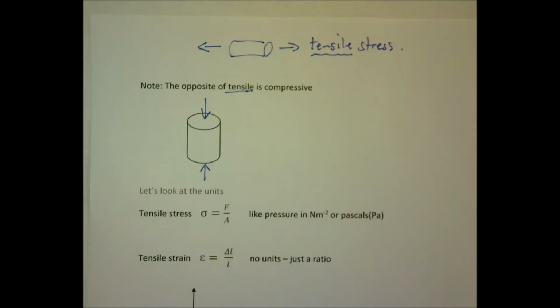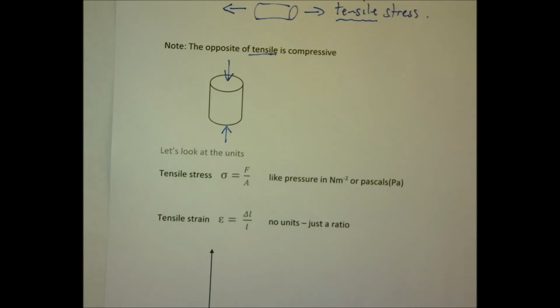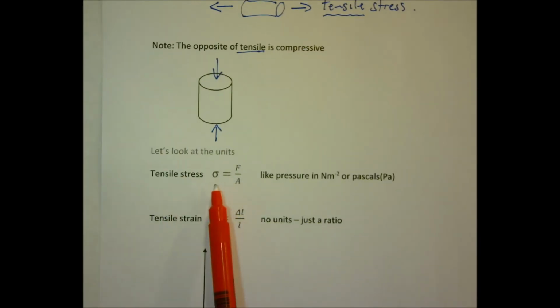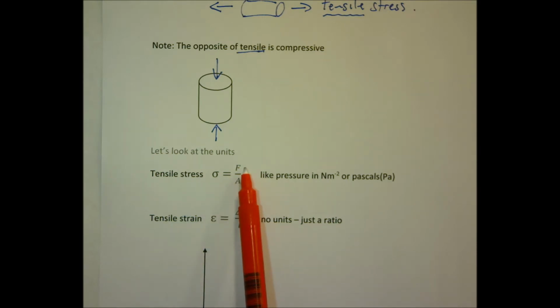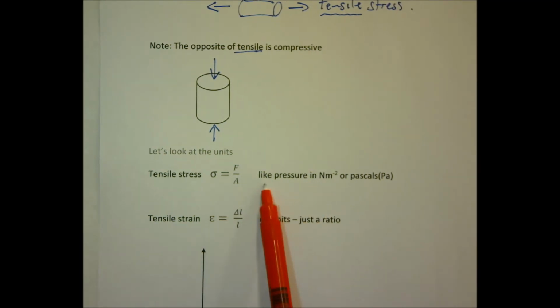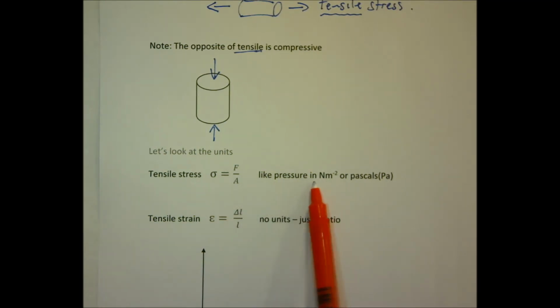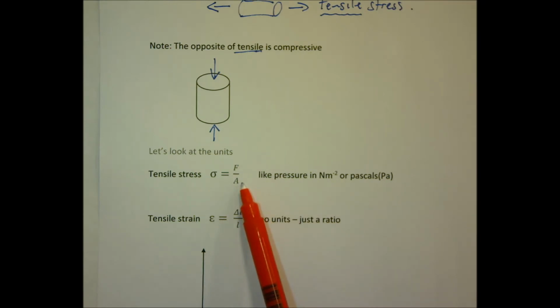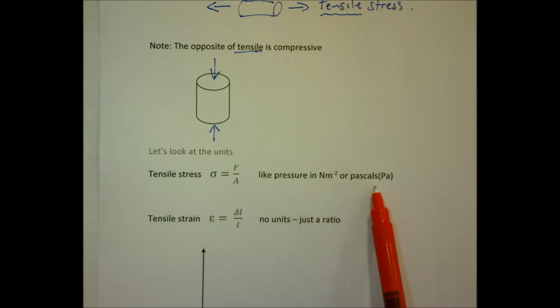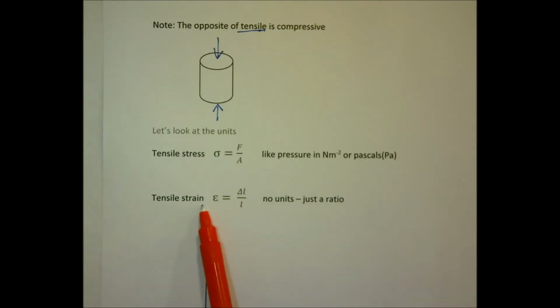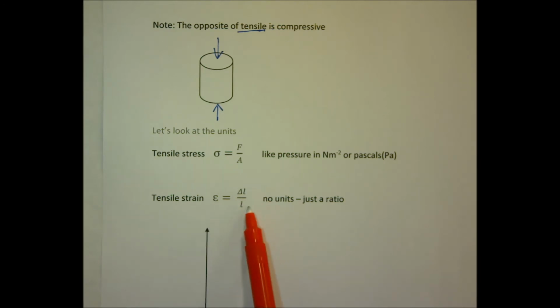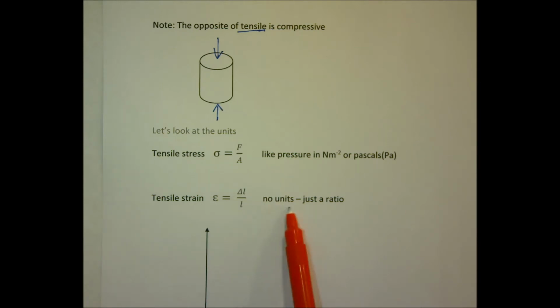Okay, let's have a look at the units for tensile stress and tensile strain. This is our symbol for stress, and we're saying that it's the force divided by the cross-sectional area. And you can see that this is just like pressure, newtons per meter squared, which is the pascals. The tensile strain is the change in length over the original length, and as you can see it's a length over a length, so it has no units, it's just a ratio.